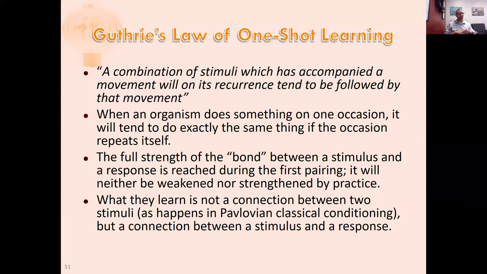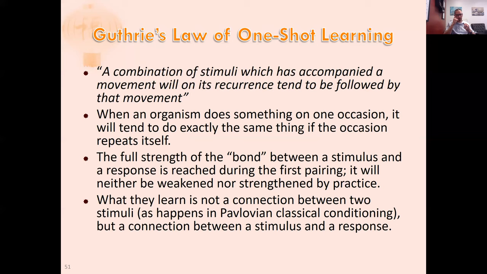And what he argued is a little bit different from what Pavlov argued. Pavlov kind of argued that we're pairing up an unconditioned stimulus with a conditioned stimulus, and that's where the bond is actually occurring. Guthrie thought about it a little bit differently and said what we're really learning is between a stimulus and a response.